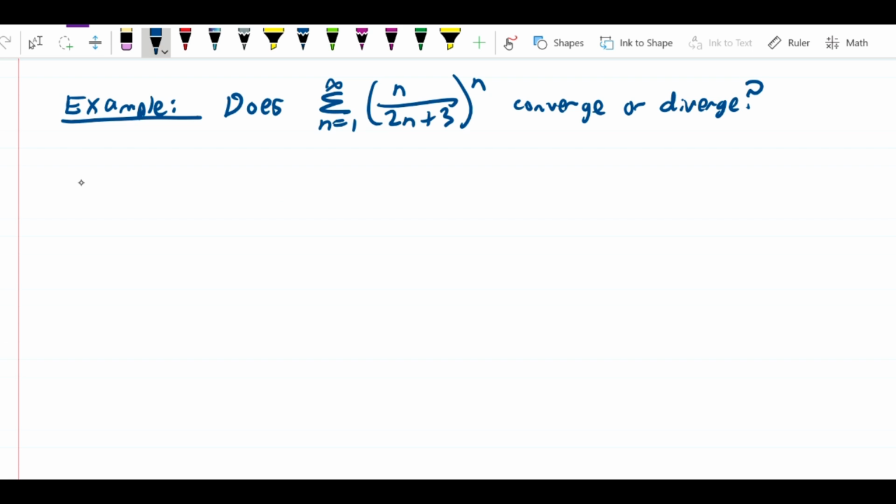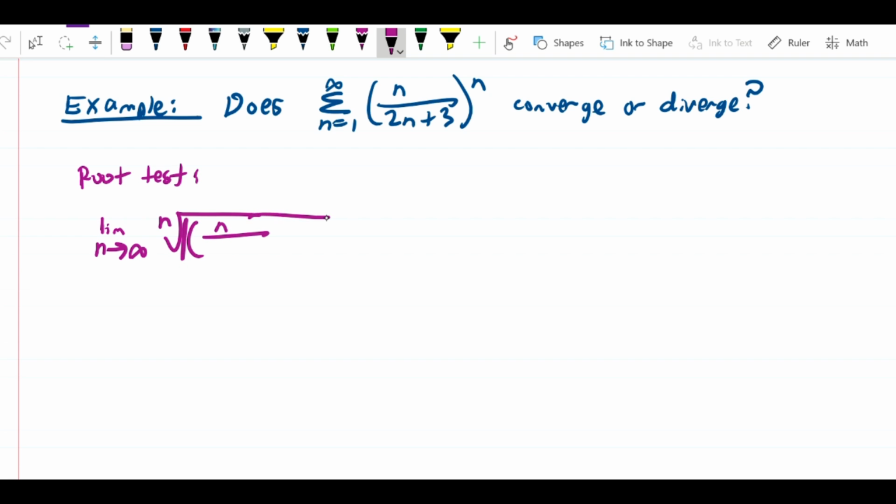So what we can do here is we're going to use the root test, and we're going to calculate the limit as n approaches infinity of the nth root of the absolute value of the general term. So I'm taking the general term and putting it in absolute value bars.